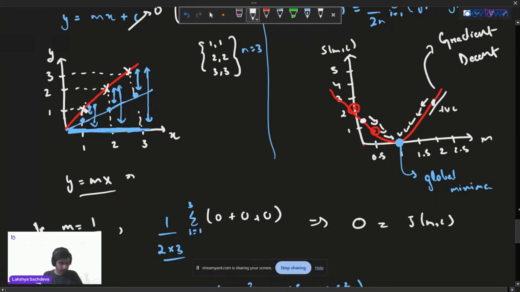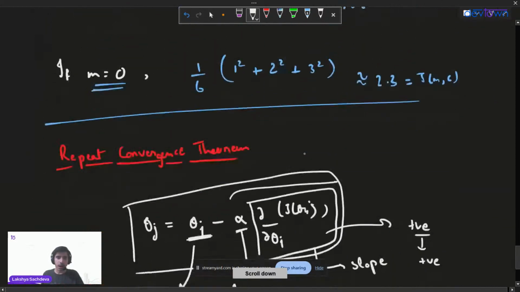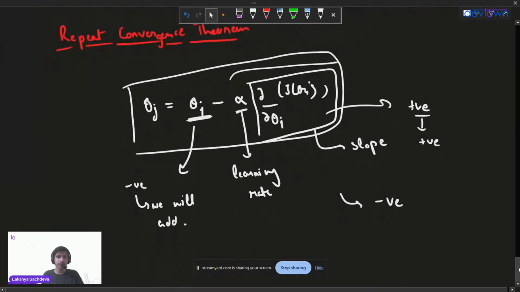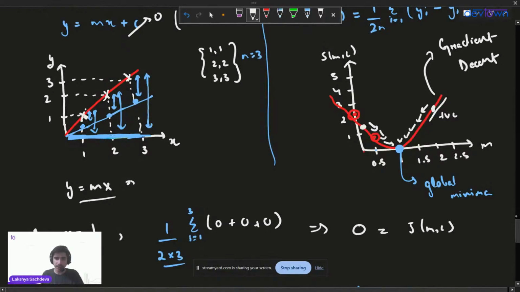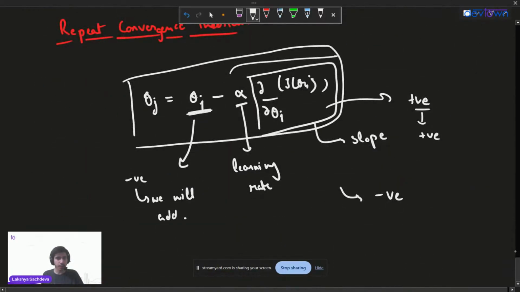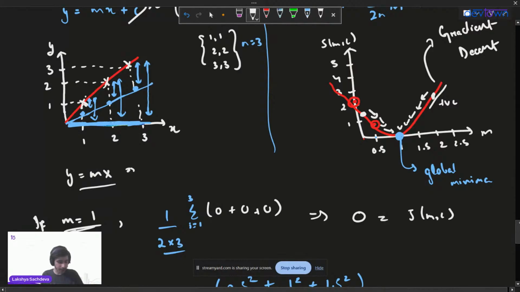Is this clear, guys? How do we use this repeat convergence theorem? When the slope is positive, we move towards the left in the gradient descent. When the slope is negative, we move towards the right in the gradient descent. And we try to reach the global minima.